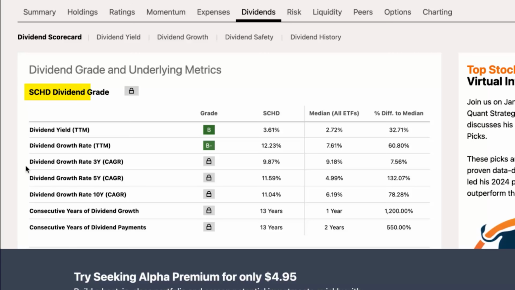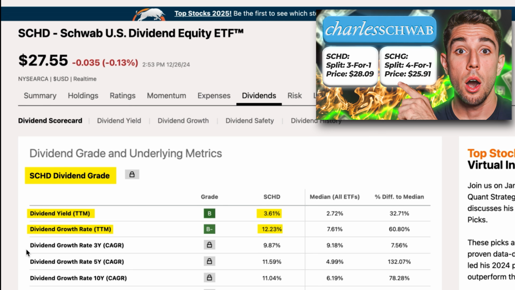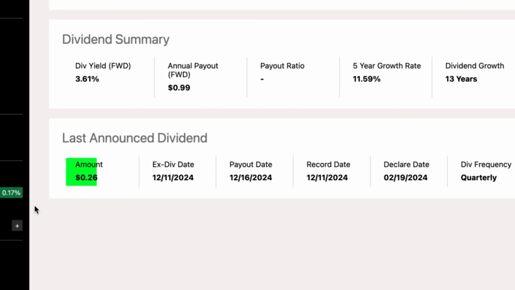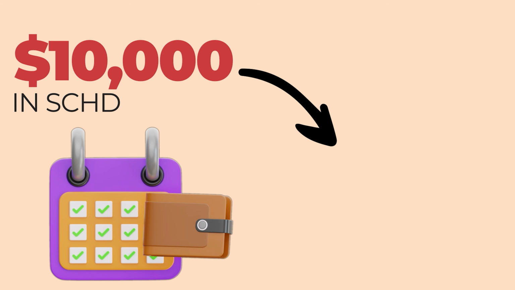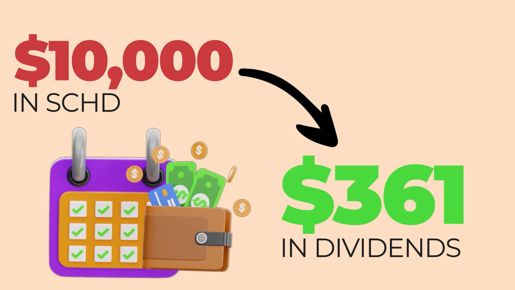Also know that I'm not a financial advisor, but when it comes to the dividends with SCHD, it has paid a 3.61% yield over the past 12 months and has grown at a rate of 12.23%, which after its recent share split that I covered in a previous video, it's now at roughly $28 per share, which means every quarter you will earn 26 cents. Sounds like nothing, but let's just say that you had $10,000 invested into SCHD and it stayed at that rate throughout an entire year. That means that you would earn $361 in dividends.